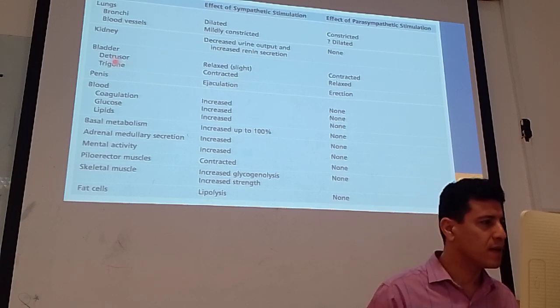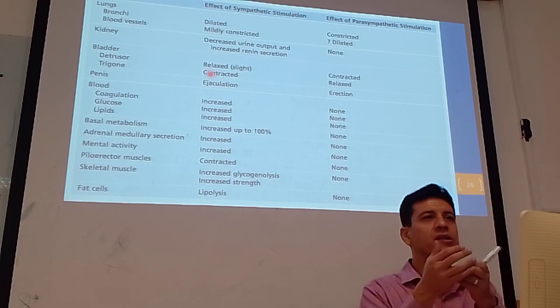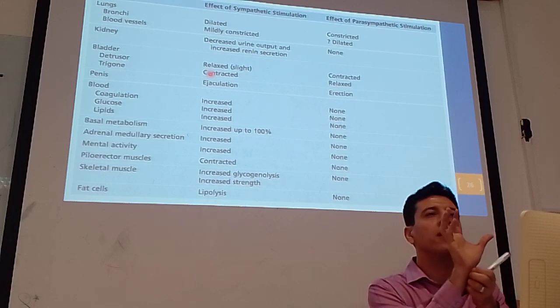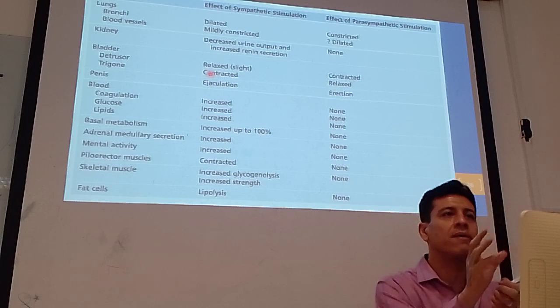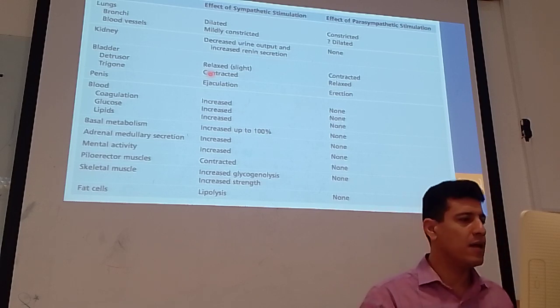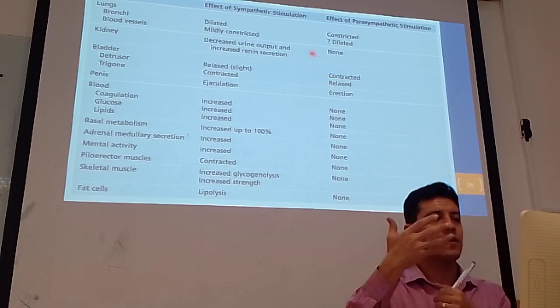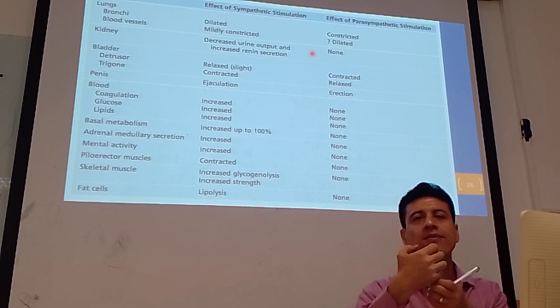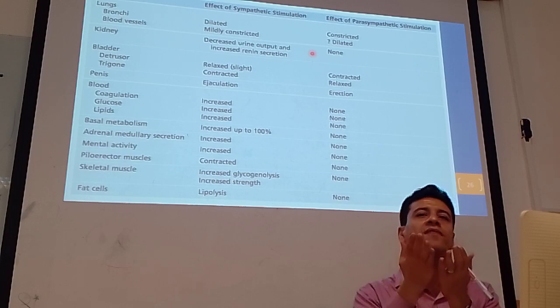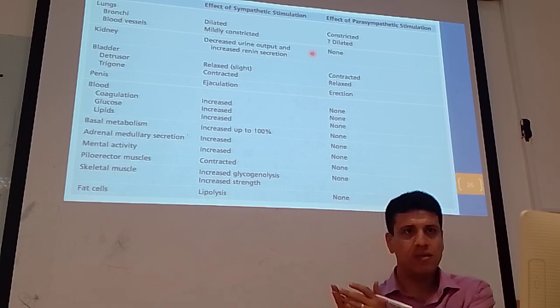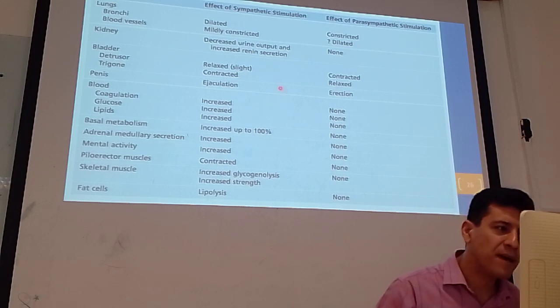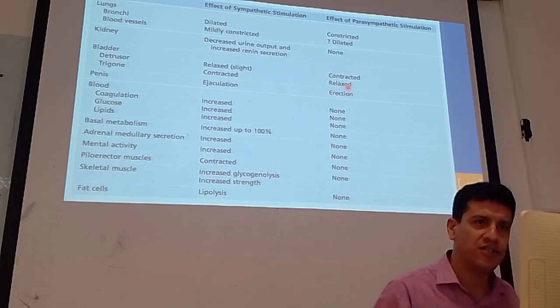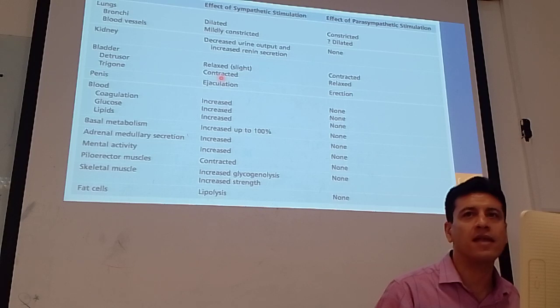Sympathetic innervation causes relaxation of the detrusor and contraction of the trigone. So the result is that the urine remains in the bladder. But parasympathetic innervation causes contraction of the detrusor and relaxation of the trigone. So it's in favor of urination. Parasympathetic favors urination; sympathetic is against urination.